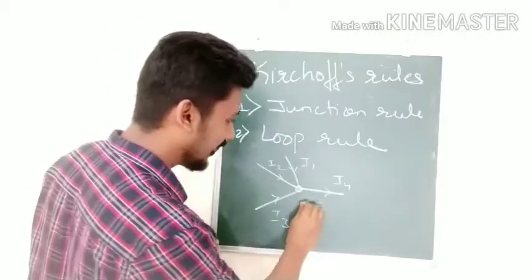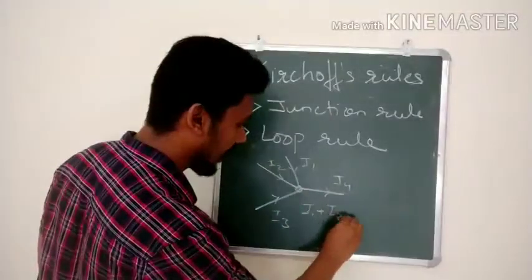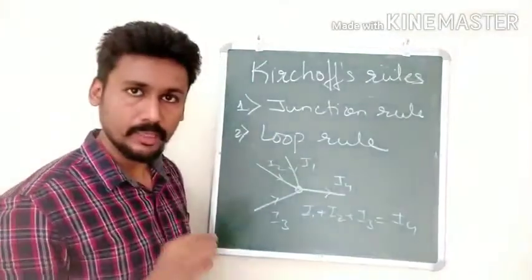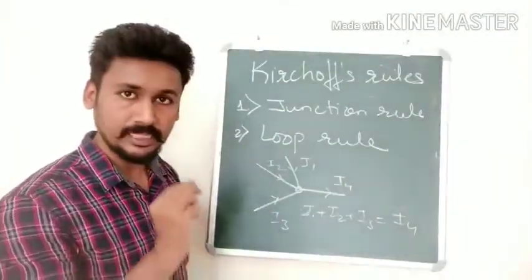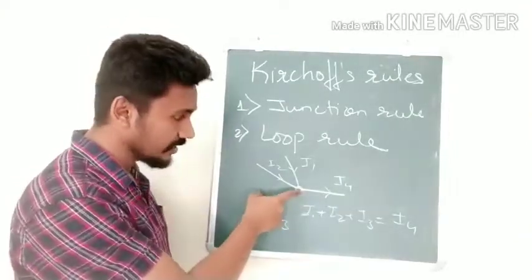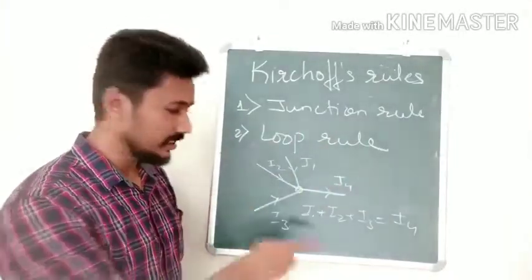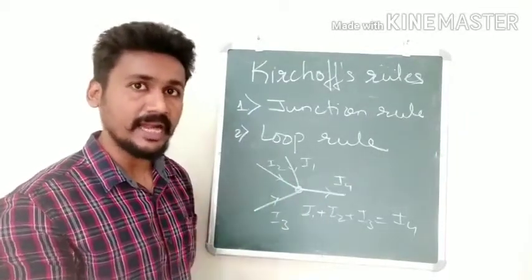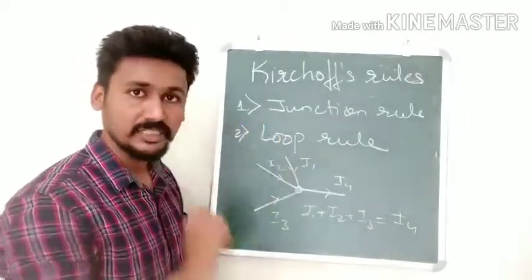That means we can write I1 plus I2 plus I3 is equal to I4. This will always be the case. Whatever current is arriving, the same current will be leaving the junction. There won't be any loss of current, neither will there be any addition of current. So this is the junction rule.